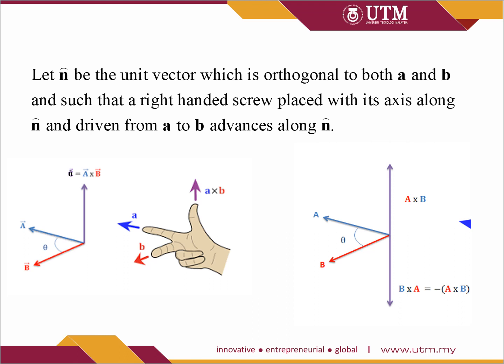Alright, so for the cross product, we will use the right hand rule. Given that A and B are the vectors that we have, the cross product would be your thumb, which is A cross B. This A cross B is 90 degrees from the vectors A and B. So this is the result of A cross B using the right hand rule.